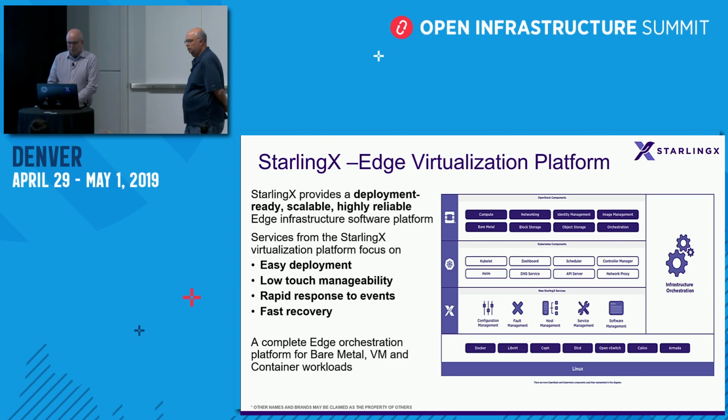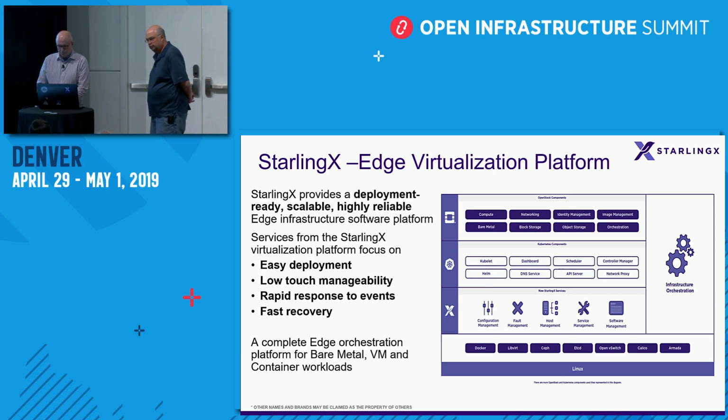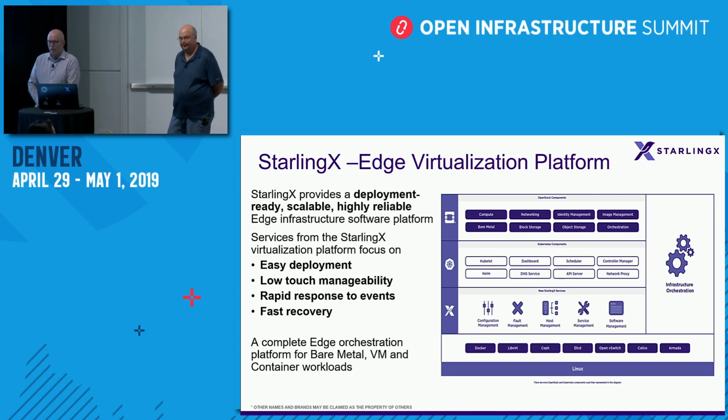If I look at the stack, we're based on Linux, of course. We currently run CentOS. On our roadmap, we are planning to support multiple OSs as well. We pull in a number of upstream packages. Examples would be Kubernetes, Ceph, Docker, libvirt, QEMU. Along with the upstream packages or projects that we pull in, we also have a number of StarlingX specific services that are provided as part of the stack.